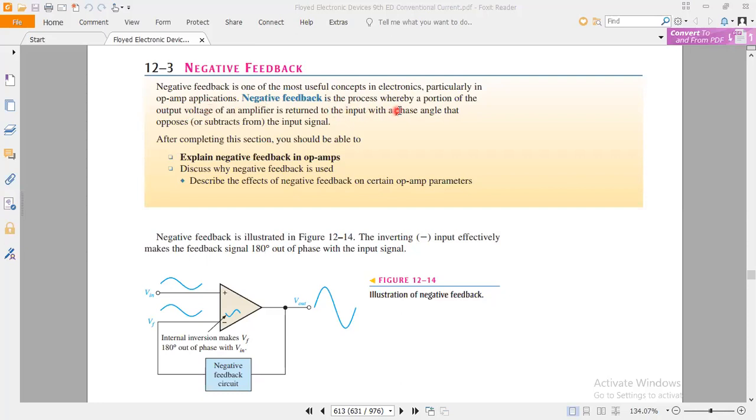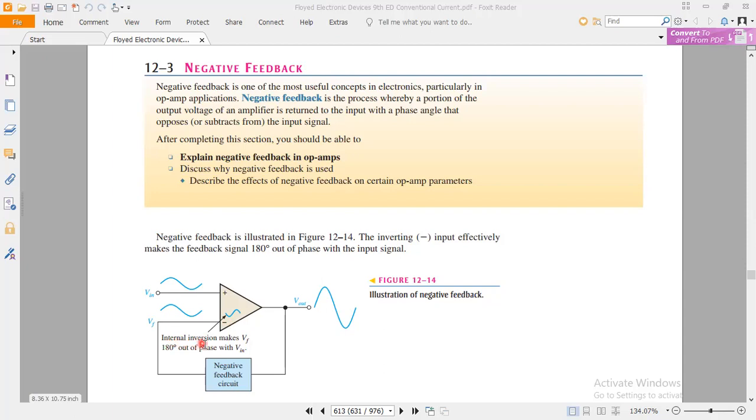Negative feedback is the process whereby a portion of the output voltage of an op amp is returned to the input, with a phase angle that opposes or subtracts from the input signal. You can see the signal starts from 0 degrees and goes to 360. If we take the output in feedback form from the inverting input, we get that signal 180 degrees out of phase.